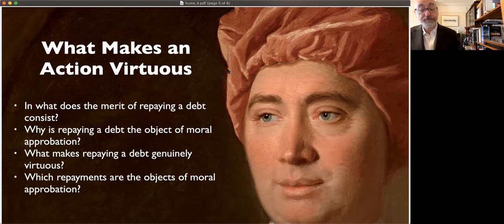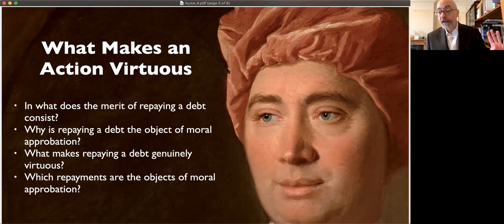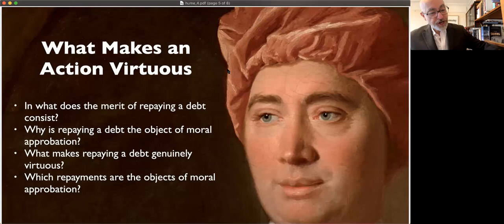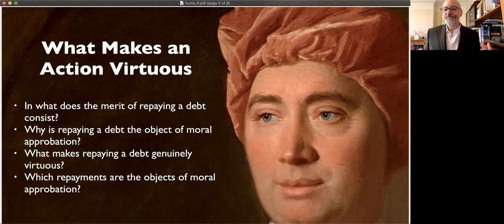And this gives rise to the second sense of question. In asking what makes an action virtuous, he might be asking, what makes repaying a debt genuinely virtuous? Which repayments are the objects of moral approbation? And again, these are questions about the objects of moral approbation. And these questions are conceptually distinct, but they seem to admit of distinct answers. So consider the regard to the virtue of an action. In acting out of a regard to the virtue of an action, a person acts out of a general, non-specific sense of duty, out of a motive to do whatever virtue requires. A motive to perform whatever action virtue requires might be part of the causal explanation that makes the action genuinely virtuous.